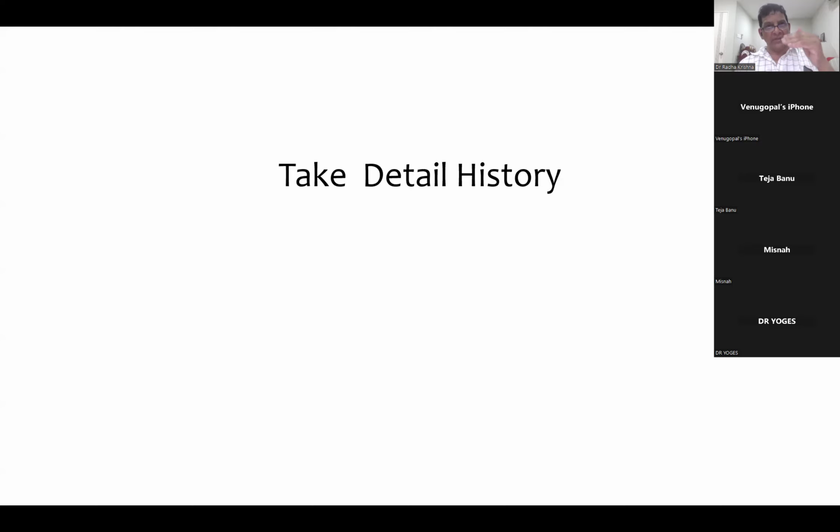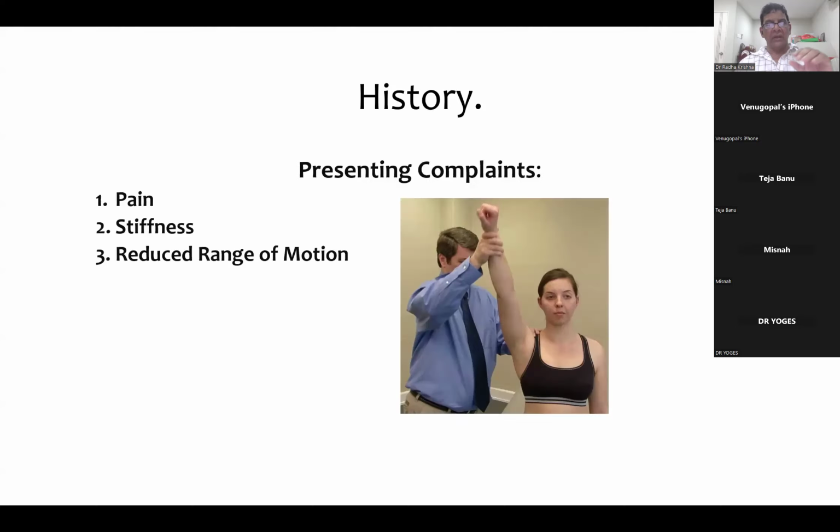Okay, and the patient is sitting in the front of us, and we ask for the presenting complaints. So it can be a pain. So you can ask when does the pain happen, and usually with frozen shoulder, they find it very difficult to sleep in the night, especially on their favorite position, maybe on the right side or the left side, and they can't turn and sleep on that particular side. And not only pain, there will be reduced movement.